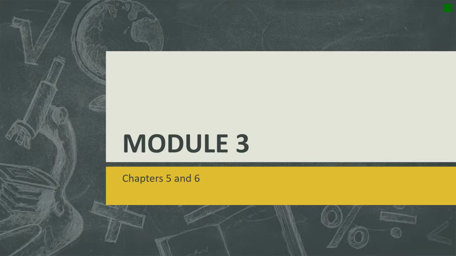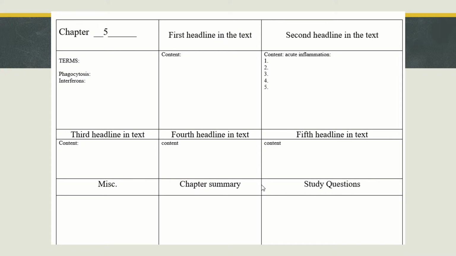All right, let's do Module 3. This is chapters 5 and 6. If you will, get your textbook and turn to page 67. We're going to go over some things that are important here. All right, let's go to chapter 5 on page 67. There are some terms that you really need to know. It'll be helpful if you know these.